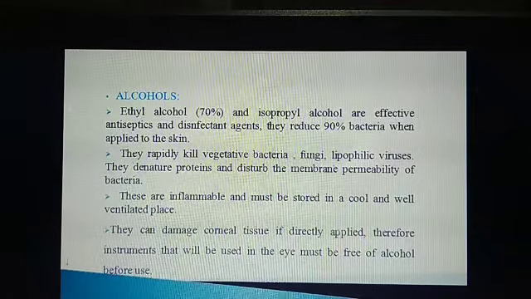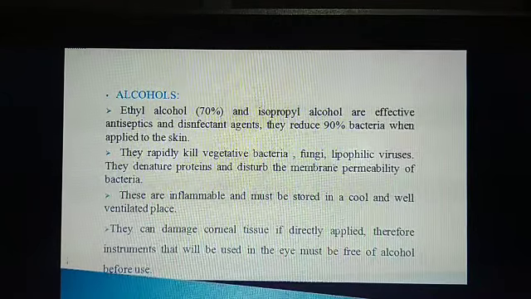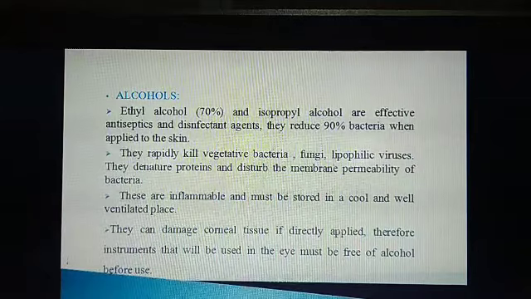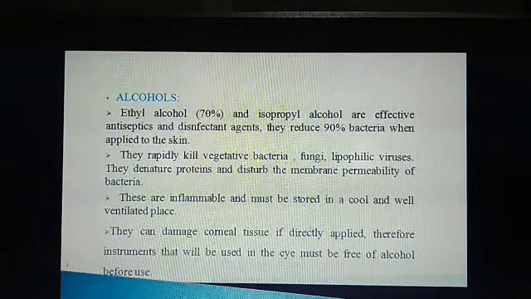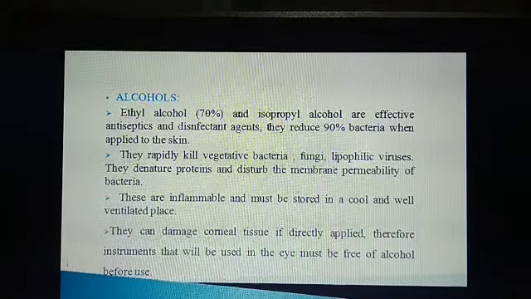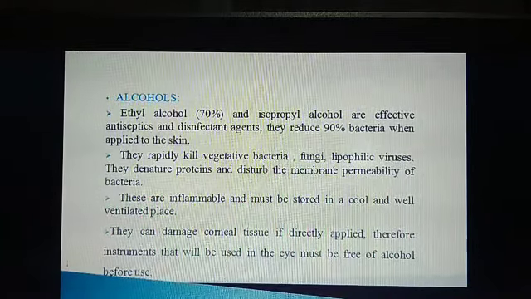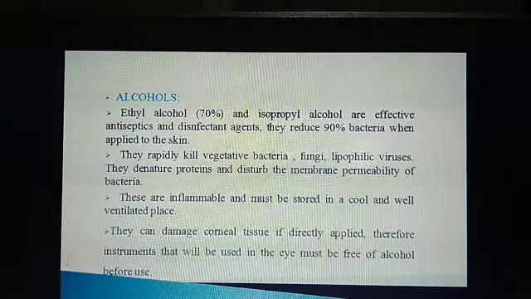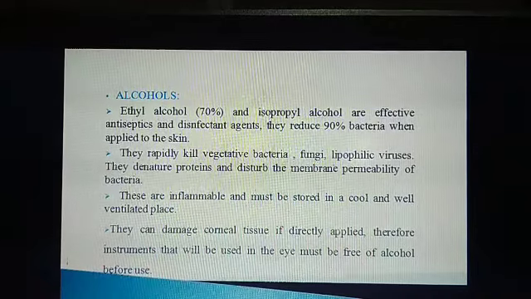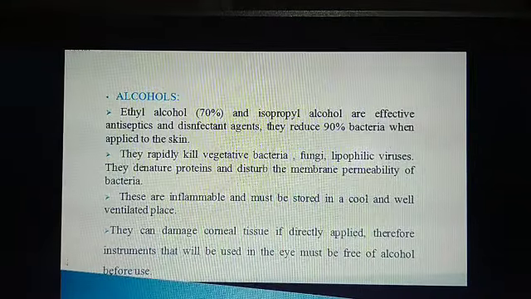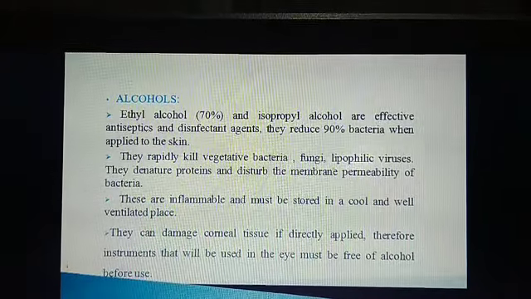These alcohols are very inflammable, and therefore should be stored in a cool and well ventilated place. Or else, since they are flammable, a fire incident may occur. They can also damage corneal tissue if applied directly to the eyes. So any instrument used in the eyes must be free from alcohol before use.